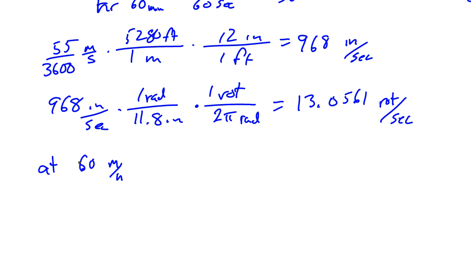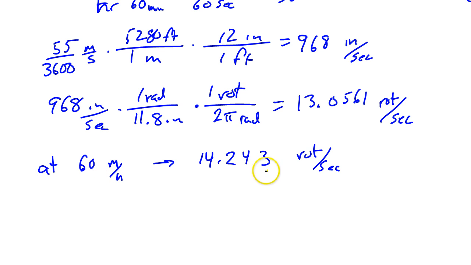So if I can do this, I'm going to take my last output, divide by 55 and multiply by 60. The same calculation at 60 miles an hour would say that the wheels are spinning at 14.243 rotations per second. Okay? So with the old tires, 60 miles an hour would be 14.23 rotations per second.